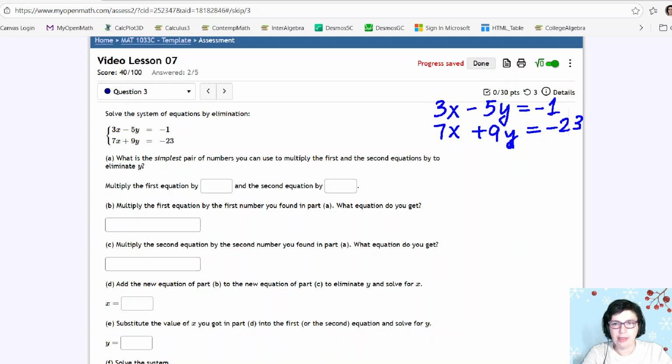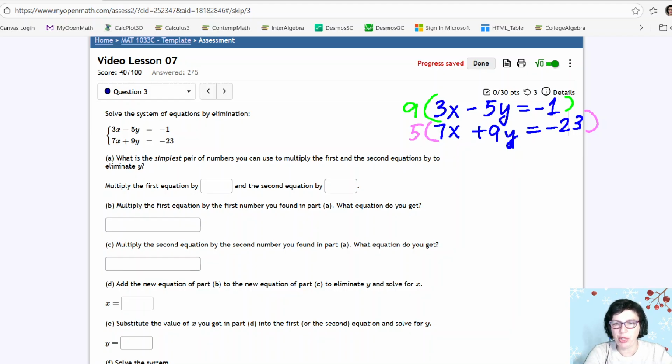So here is what I suggest. When you have a situation like that, multiply the 5 by 9 and multiply 9 by 5, okay? So in other words, what you're going to do is multiply the first equation by 9, and then multiply the second equation by 5. Now, it's like the opposite. You see the 5 by 9, but 9 by 5.